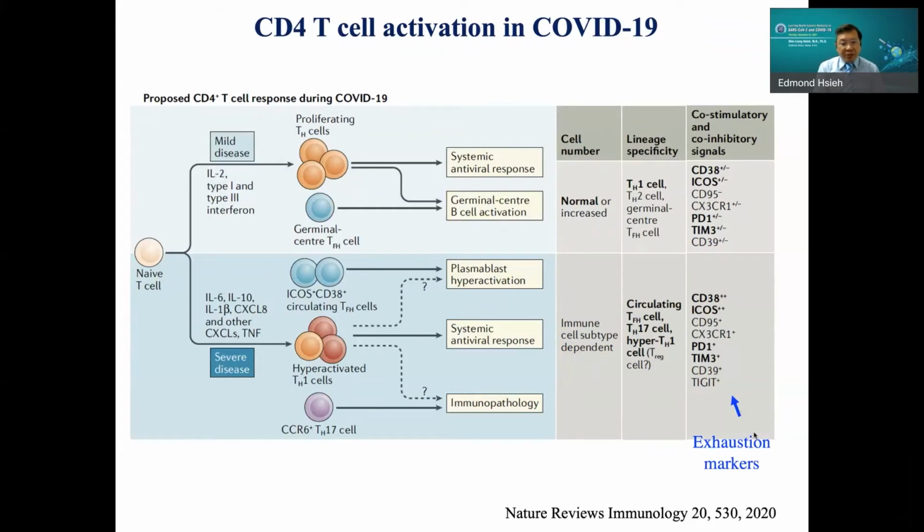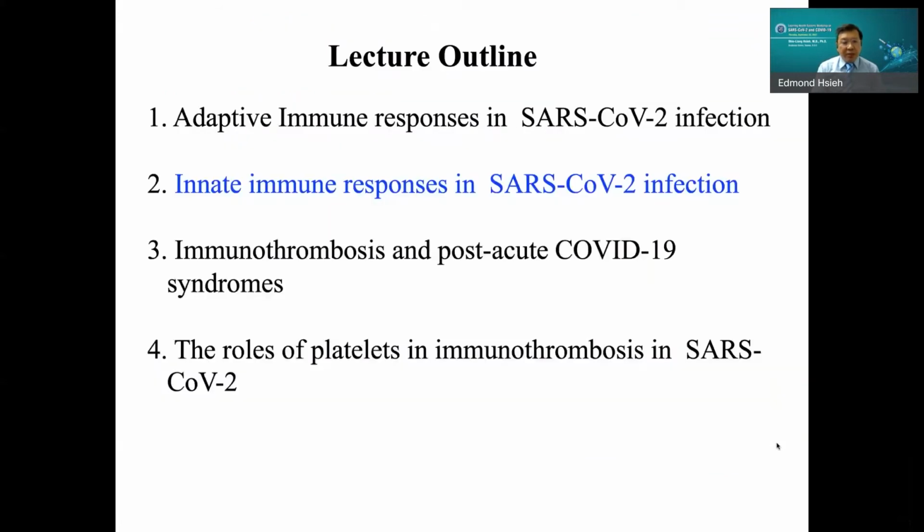CD4, the number is similar. There's not big change in the CD4 cell number. However, again, you can find this abundant expression of the exhaustion markers, including CD38, ICOS, PD-1, and TIM3. So this is suggesting in severe COVID-19 patients, the T cells are overactivated, and for some reason, they just become exhaustion phenotype. Okay. Then what happened to our innate immunity?